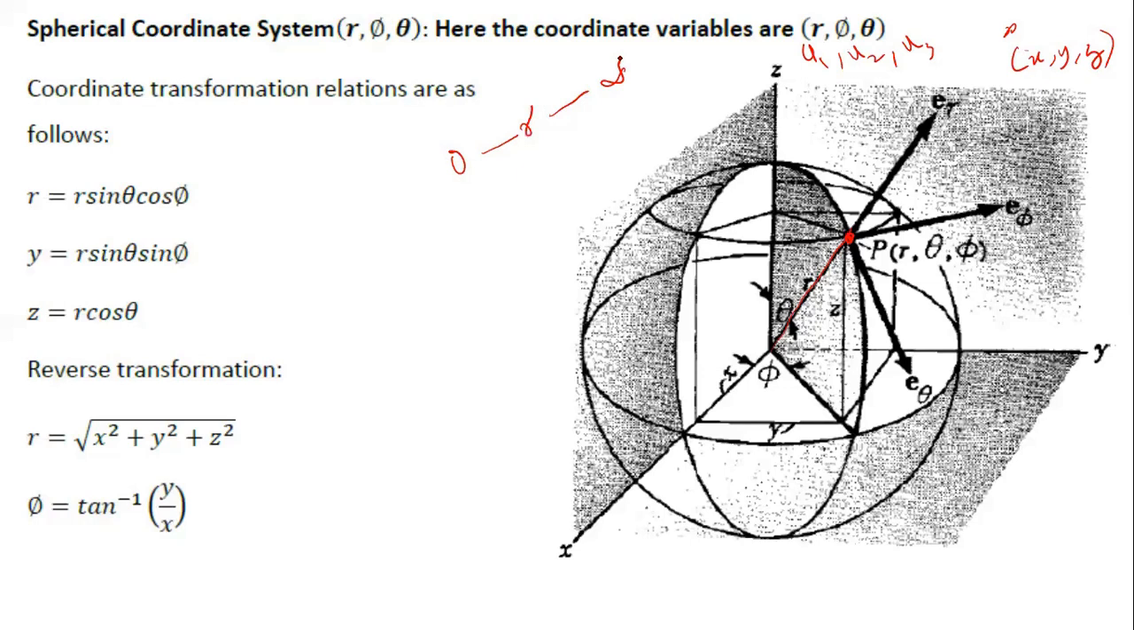If you have another point here, for example point Q, and you want to know its location in this coordinate system, first you have to find out the distance of the point from the origin. That is called your r here. So at the origin, the r value is 0. As you move along, you can extend up to positive infinity so that you can cover any point in the space.